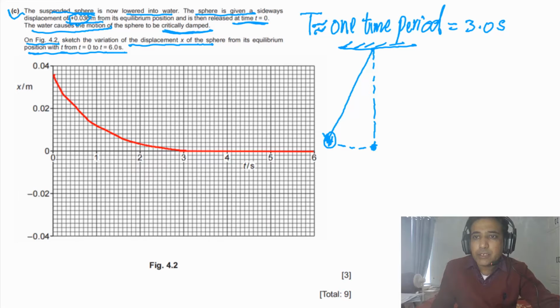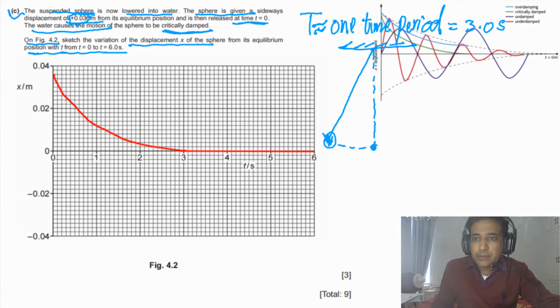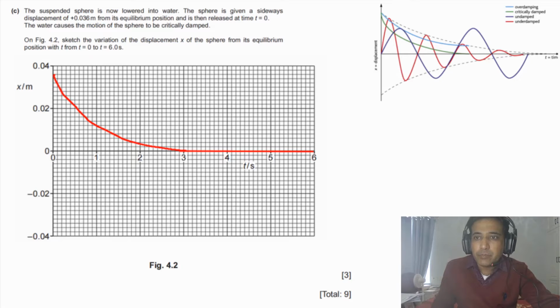Now let's try to understand a little bit more about this. You can also look at these diagrams for better understanding. The green one is critically damped. You can see the time taken is about one time period. Here you see one oscillation, so it takes about one time period to come back to the equilibrium position.